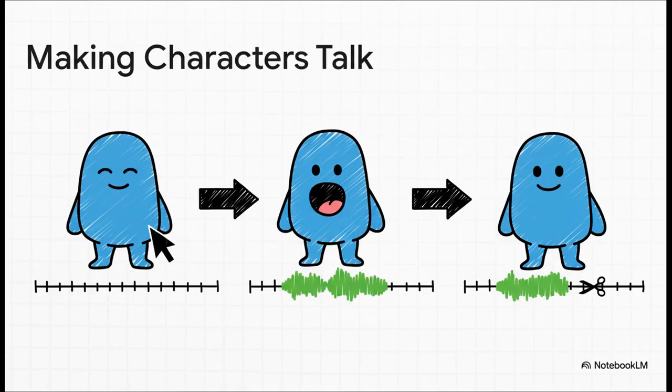And making your characters talk is just as easy. You just click on the character, choose a talking animation, and then you drop their audio file right onto the timeline underneath them. When they're done speaking, you just split the animation and switch them back to a normal idle pose. It syncs the mouth movements to the sound perfectly.